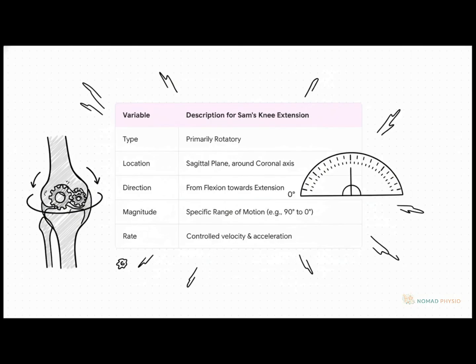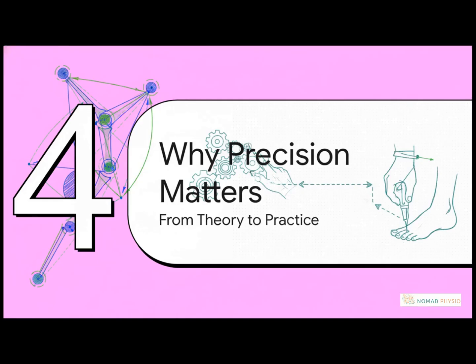A therapist can now set a crystal clear goal, like achieving 90 degrees of rotatory motion in the sagittal plane, and then track that progress with real data. This is how you design a rehab program that's truly effective and safe. So why do we go through all this trouble? Why define 5 different variables? Because this level of detail, this is exactly what separates a generic workout from targeted, effective physical therapy.